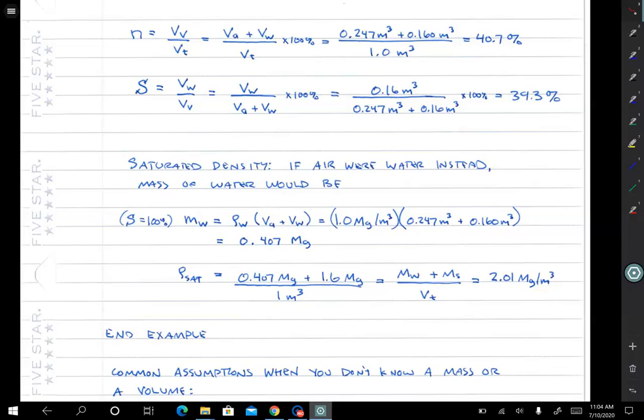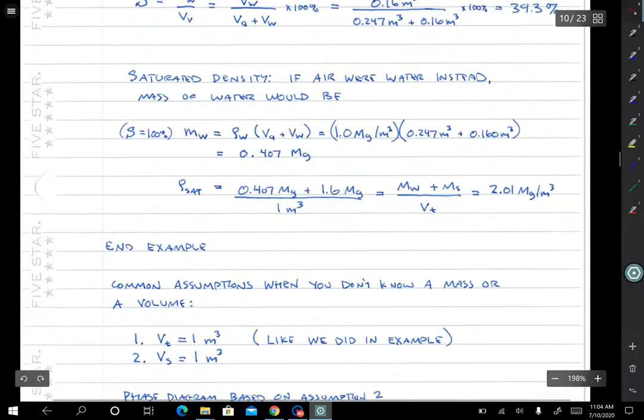Turns out that saturated density for sandy soils is usually between 19 and 21 megagrams per meter cubed. It doesn't vary over a huge range. It would be between 19 and 21 kilonewtons per meter cubed, which would be roughly 1.9 to 2.1 megagrams per meter cubed.